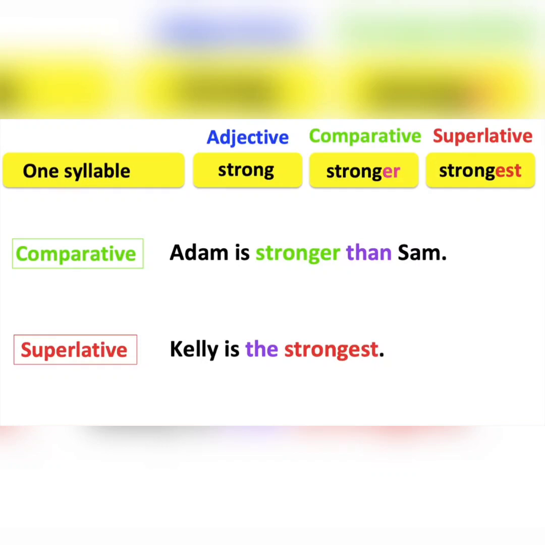It's important to remember that we always use than after the comparative adjective because we're comparing two people. The article the is always used before the superlative adjective.